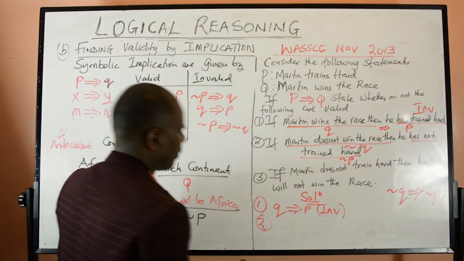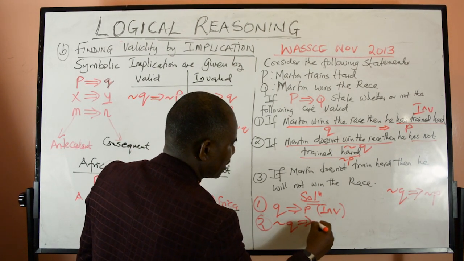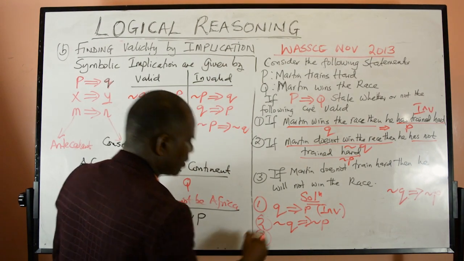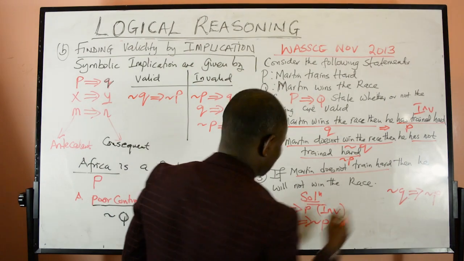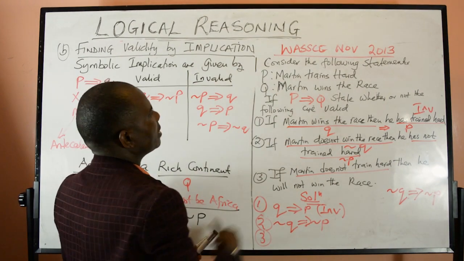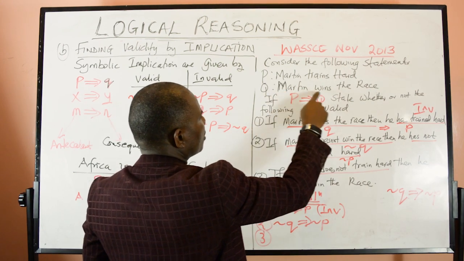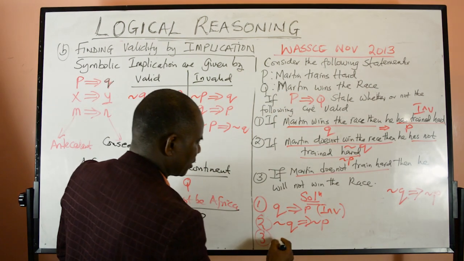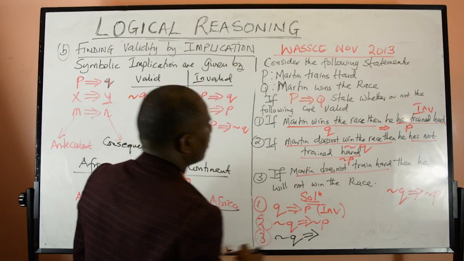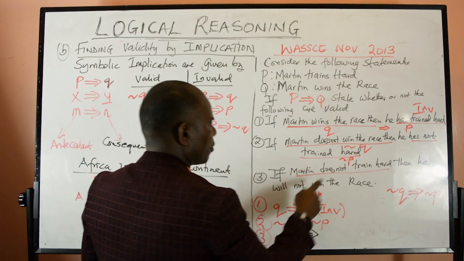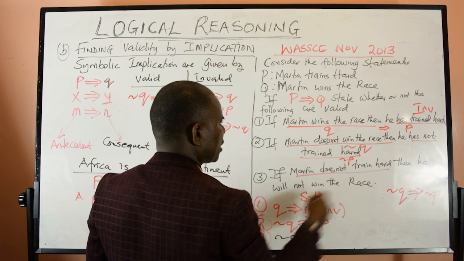So let's go to number three. Number two was negate Q implies negate P. Three says Martin does not win the race. What is win the race? Win the race is Q. So Martin does not win the race is negate Q, implies he will not win the race.